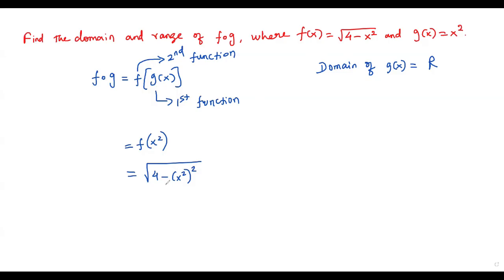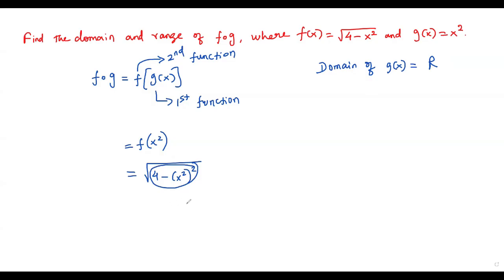Okay, now I have the result of the composite function, that is (√(4 − x²))². The domain of this composite function is the same as the domain of the first function, that is R, or it must lie inside the domain of the first function. That is, it has to be a subset of the set of real numbers. For that, first we have to find the domain of the result of the composite function. Actually it is a square root function. Since it's a square root function, the value inside the square root cannot be negative.